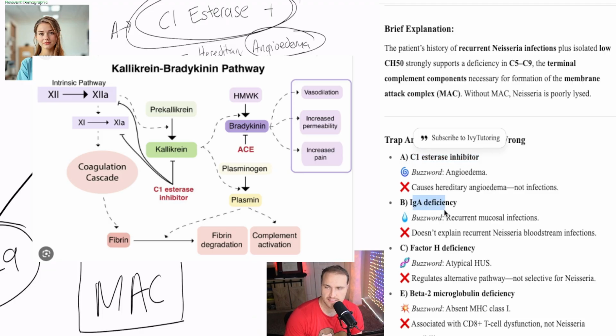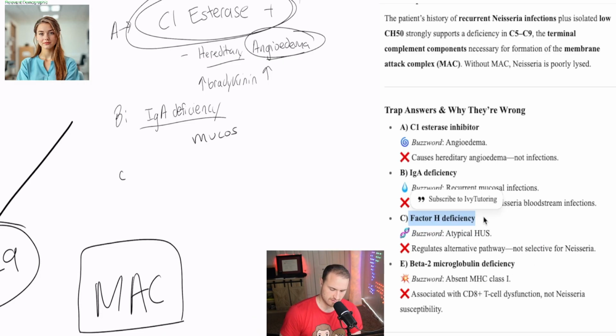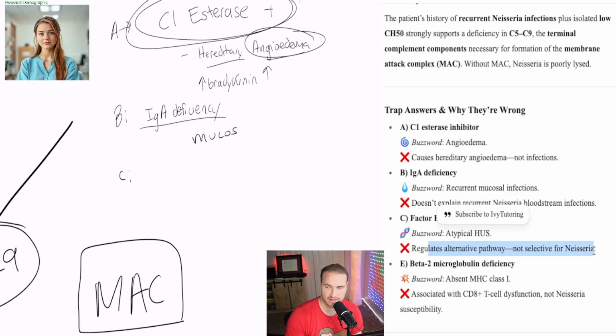IgA deficiency would have recurrent mucosal infections. Does not explain the Neisseria, so think mucus for that one. Factor H deficiency, atypical hemolytic uremic syndrome, that regulates the alternative pathway, which is not selective for Neisseria. And beta-2 microglobulin deficiency would be an absent MHC class 1. And so that's associated with CD8 positive T cells, which, remember, MHC 1 times 8 equals 8, whereas MHC class 2 times 4 would equal 8. So this is not Neisseria.